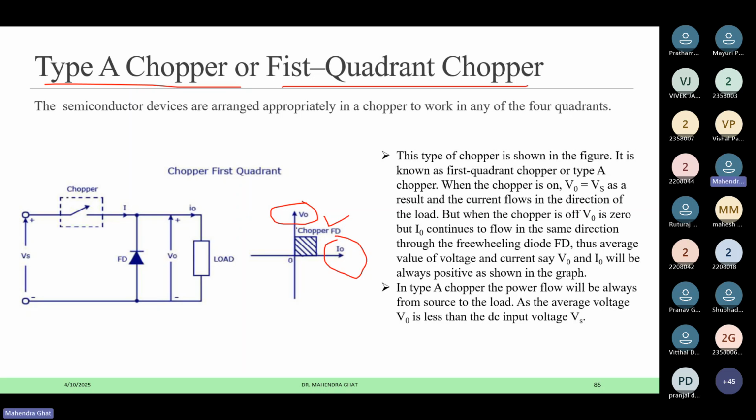If output voltage is always positive and the output current can also be negative, in this direction also, then that will be the second quadrant. Similarly, if output voltage is negative and output current is also negative, that will be the third quadrant. And if output voltage is negative and output current is positive, then it will be the fourth quadrant. So like that, different chopper quadrants are there. First quadrant means only positive output voltage and positive output current. That is our simple buck converter, which gives only first quadrant operation.